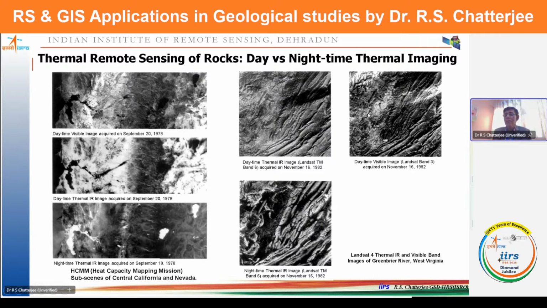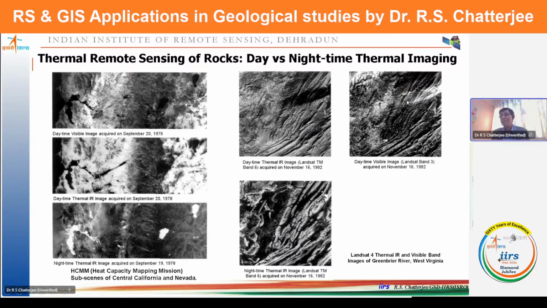Now here you see, this is the topographic slope. One of the slope segments is sloping towards the sun. So there is more reflection. More reflection means reflected energy is more. Then absorbed energy will definitely be less, because total energy is partitioned. Some energy is reflected, some is absorbed. So if the reflected energy is more, then the absorbed energy will be less. If the absorbed energy is less, then the temperature will also be less. So it looks dark. So in the daytime thermal image, this slope looks dark, but in the visible image it looks bright.